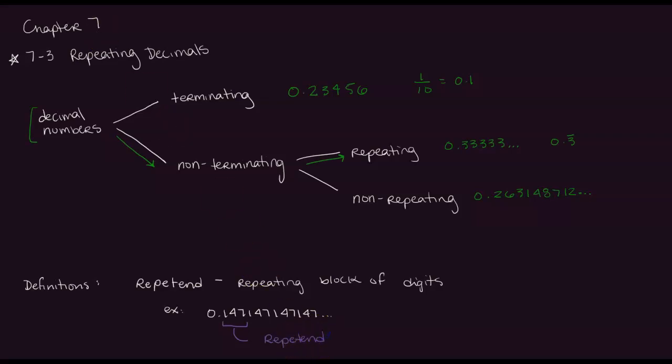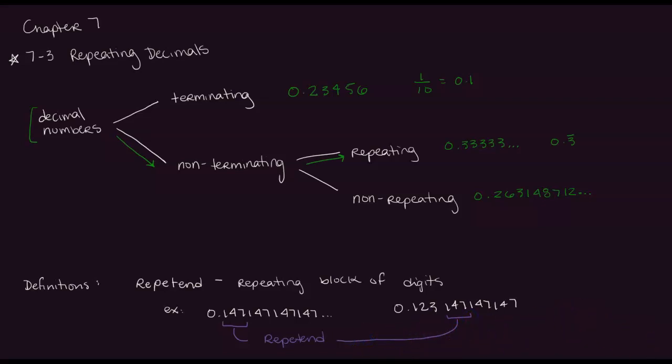Sometimes the repeatend doesn't always show up right after the decimal. We could have a number like 0.123147 repeating. These two decimals are both repeating decimals with the same repeatend, but it just appears in a different place.